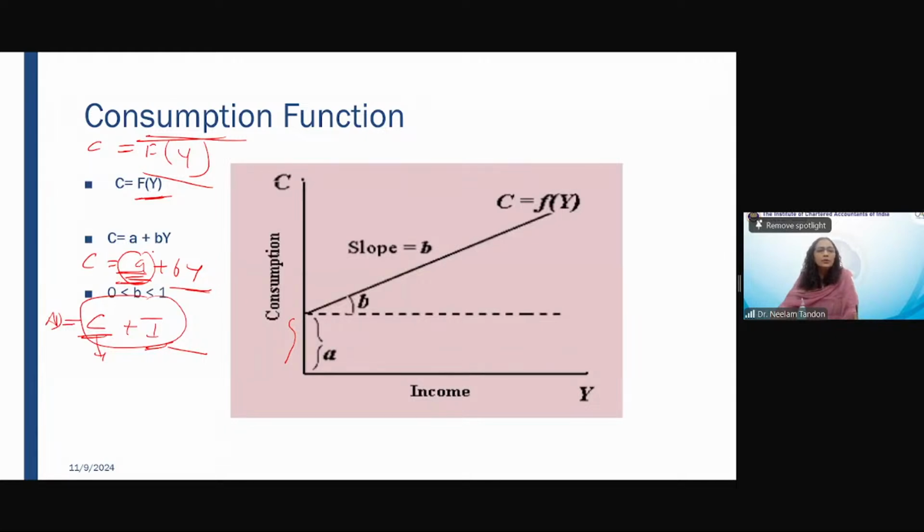सो कंजम्पशन में दो कंपोनेंट्स होंगे, ऑटोनॉमस कंजम्पशन एंड marginal propensity to consume. This B is marginal propensity to consume. Marginal propensity to consume क्या होता है, ये बेसिकली स्लोप है इस कर्व का. और ये कर्व क्या दिखा रही है आपको, जैसे जैसे इनकम बढ़ती जा रही है, कंजम्पशन बढ़ता जा रहा है. तो एज इनकम इज इंक्रीजिंग, कंजम्पशन इंक्रीजेस, दैट इज व्हाई इट इज अपवर्ड स्लोपिंग.